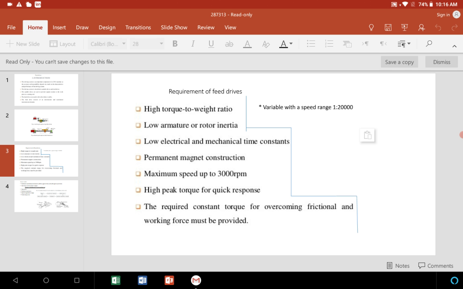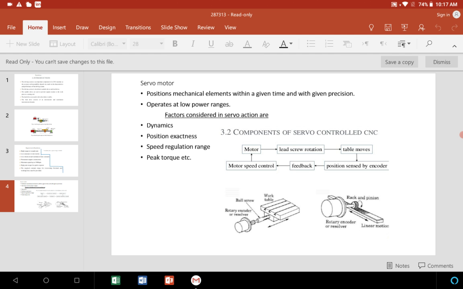Regarding the remaining points, you can write variable speed with a range of 1:20,000. Apart from this, it must run smoothly without much waviness, so that the feed drive performs in a smooth manner. These are the requirements of the feed drives so as to get the highest efficiency and accuracy. The same is related to the diagram we can see here.